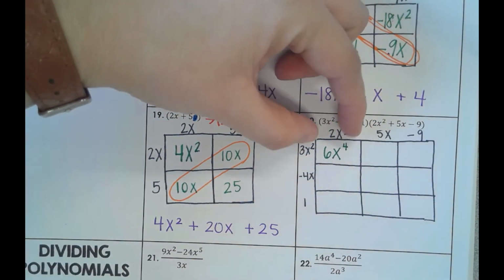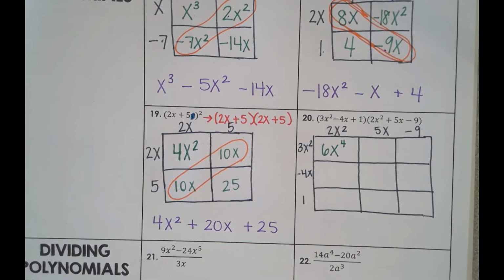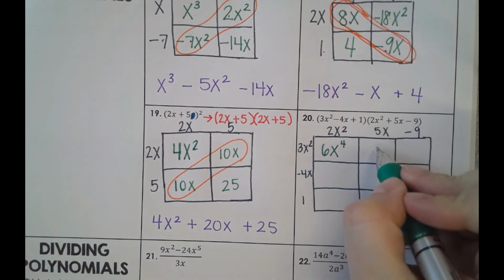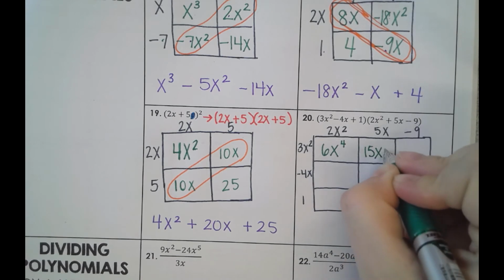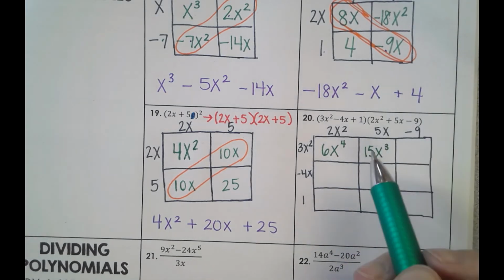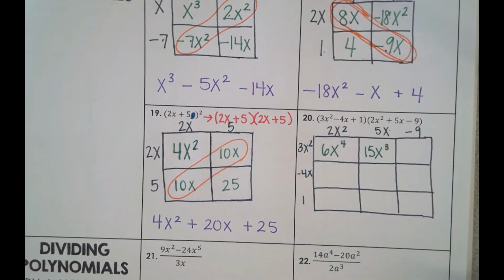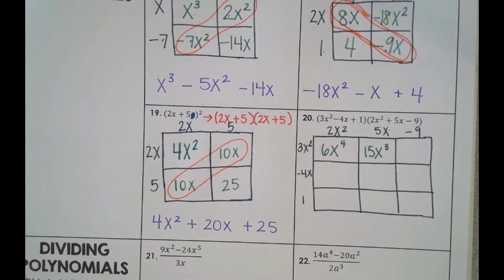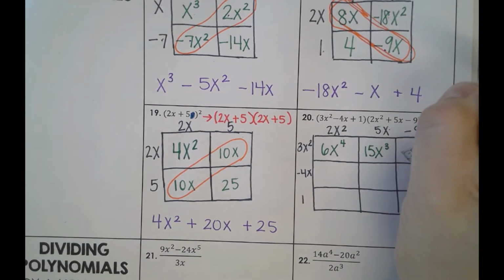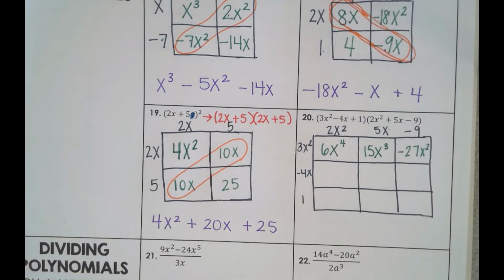Because exponents of 2 and 2, you add them. 3x squared times 5x would be 15x cubed. X squared and x. 3x squared and negative 9. That's negative 27x squared.